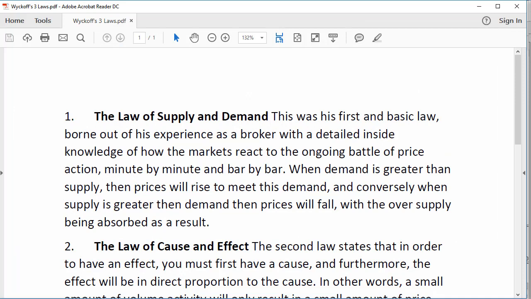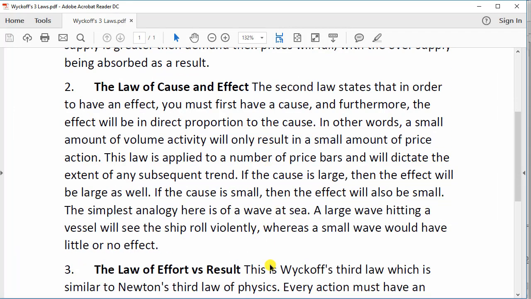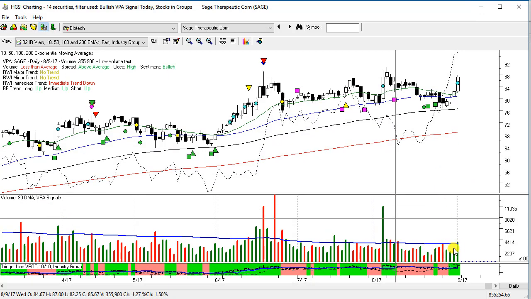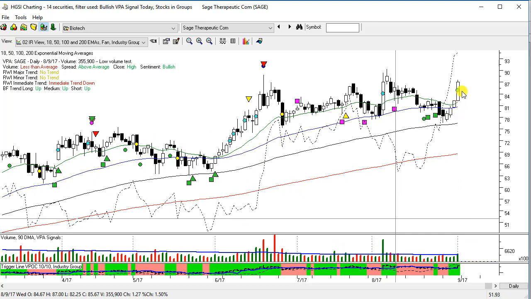So if I go back to this PDF file, we're going to look at the law of cause and effect. The second law states that in order to have an effect, you must have a cause, and furthermore, the effect will be in direct proportion to the cause. In other words, a small amount of volume activity will only result in a small amount of price action. So if I go back to this chart, and I pointed this out earlier, you can see that volume's coming into this. So this is confirming right now that the demand is back up on this.